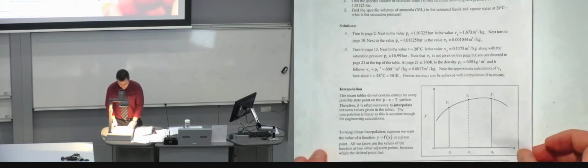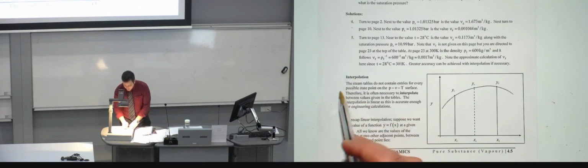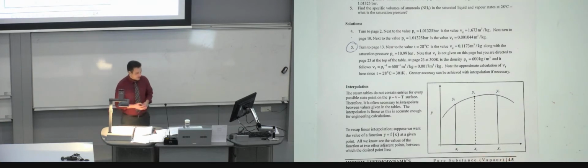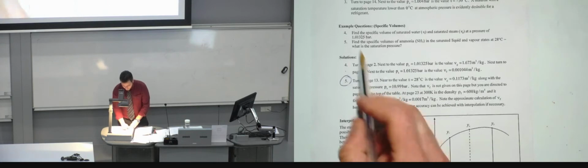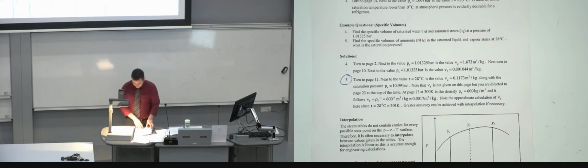Now, the next topic is not really interpolation, but the reason why we want to do interpolation is that example 5 is a good example of why you would even need to bother with it. The last example here is: find the specific volumes of ammonia in the saturated liquid and vapor states at 28 Celsius. What is the saturation pressure?